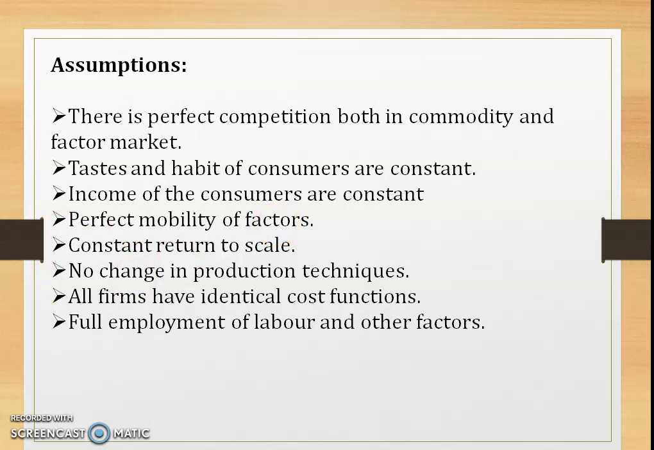There is perfect competition both in the commodity and the factor market. Tastes and habits of consumers are constant. Income of the consumers are constant. Perfect mobility of factors. Constant returns to scale. No change in production techniques. All firms have identical cost functions and full employment of labor and other factors of production.